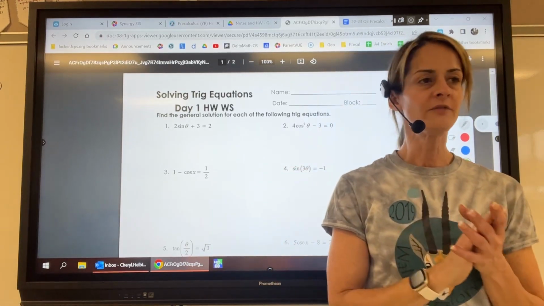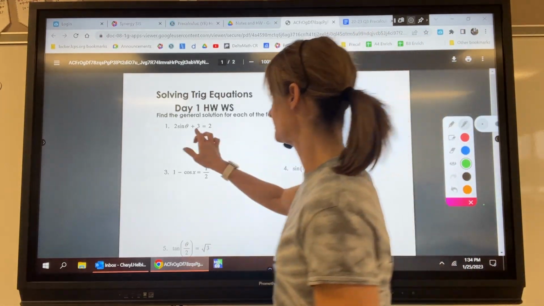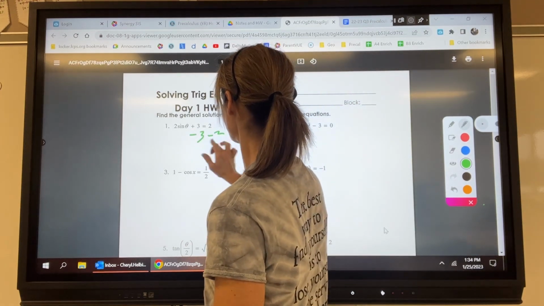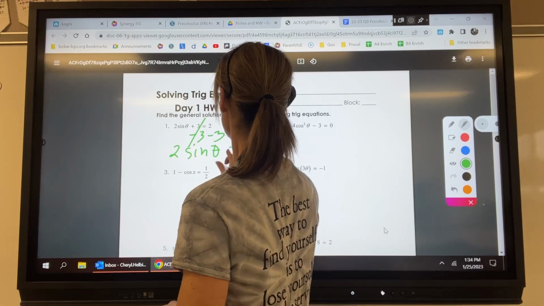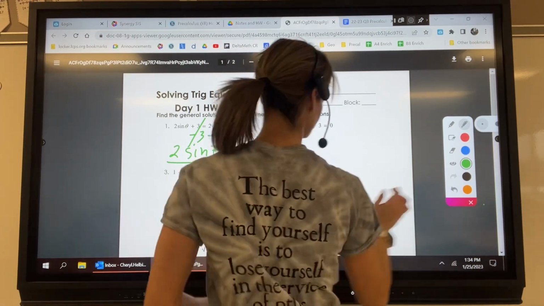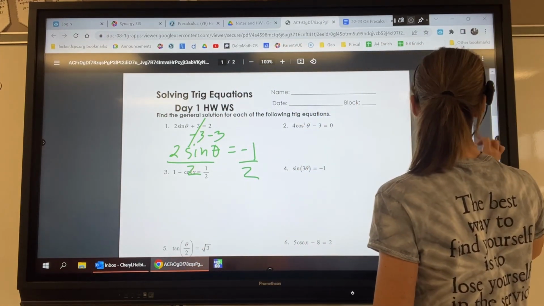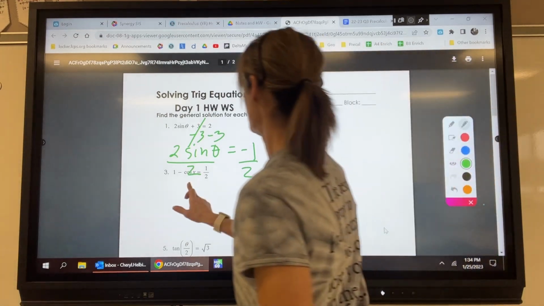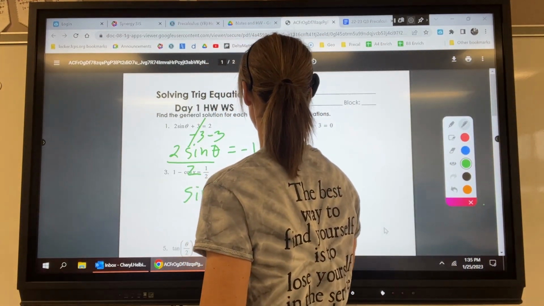So you would solve this just like you would in Algebra 1. We're solving for the sine of theta. So we subtract 3 from both sides, and we have 2 sine of theta equals -1. Divide both sides by 2, and now we have the sine of theta isolated. So we have the sine of theta equals -1/2.